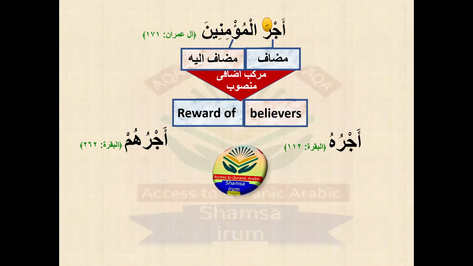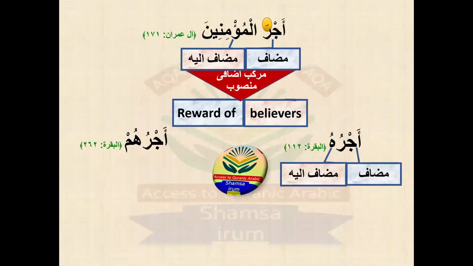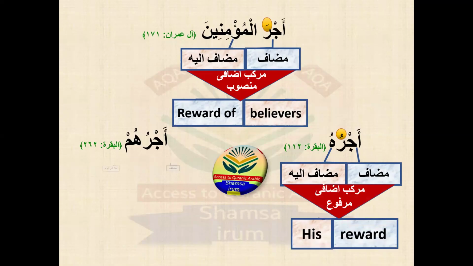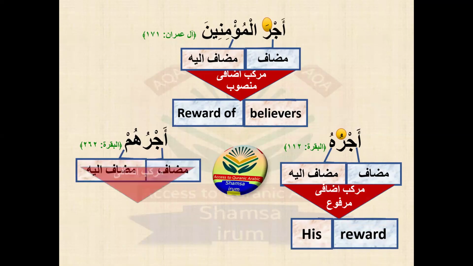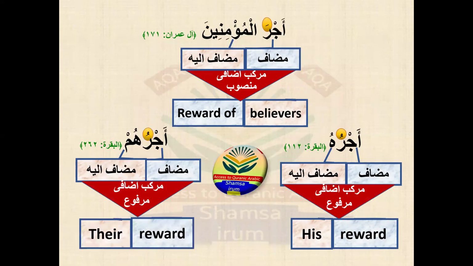Ajruhu, they are both mudaf and mudaf ilay. Who is the dhamir here? Mudaf ilay. And ajru is mudaf. So this murakkab izafi is in marfu state, because clearly we can see dhamma on the letter ra. So it's marfu, his reward. Ajruhum, mudaf, mudaf ilay, murakkab izafi construction. The i'rab here is also marfu, because clearly we can see the dhamma on the letter ra. The translation is their reward. Look, ajruhu, his reward. Ajruhum, their reward.